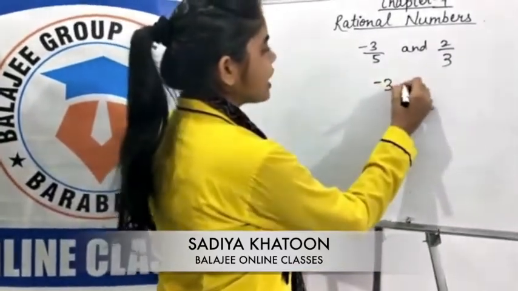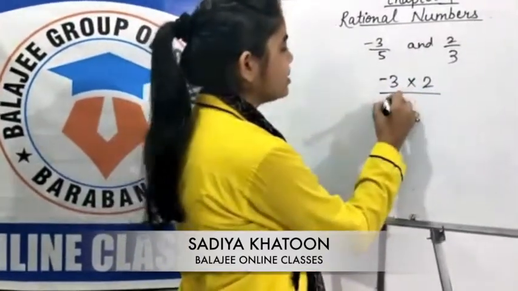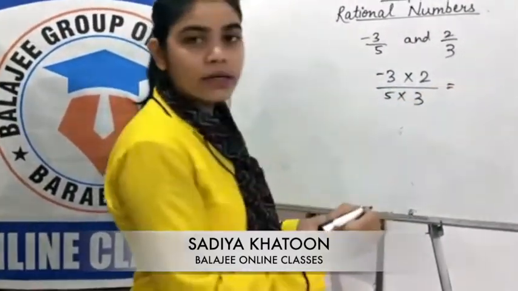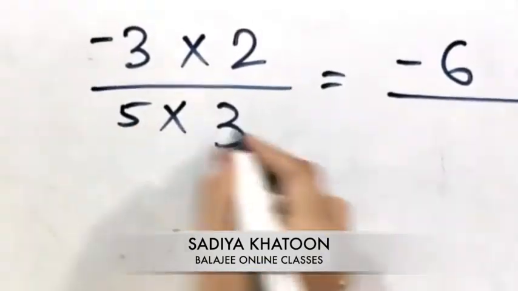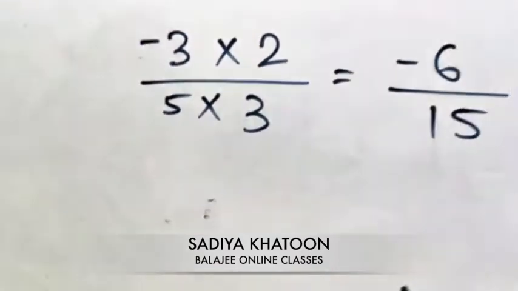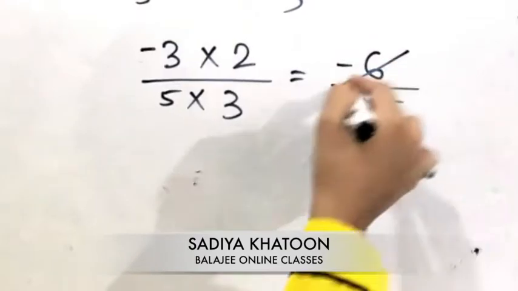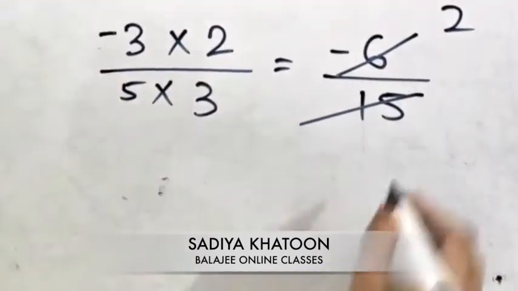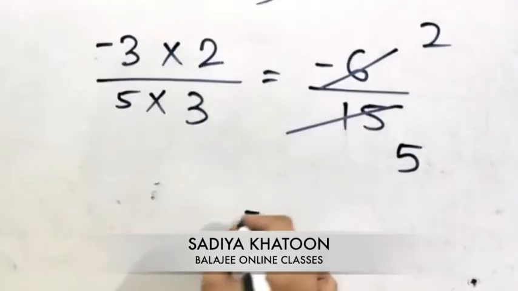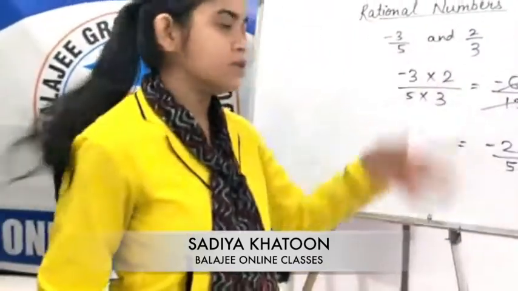How do we multiply it? Minus 3 and 2 will be multiplied, meaning numerator with numerator and denominator with denominator. So what will it be? 3 2s are 6 and the minus sign is there, so minus 6 upon 5 3s are 15. Minus 6 upon 15, but this is not the final answer because it is not in the standard form. You have to cancel it out and write the answer in the simplest form. 3 2s are 6, 3 5s are 15. So minus 2 upon 5 will be the final answer, the product of these two rational numbers.